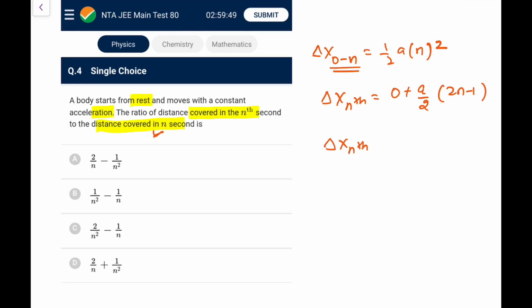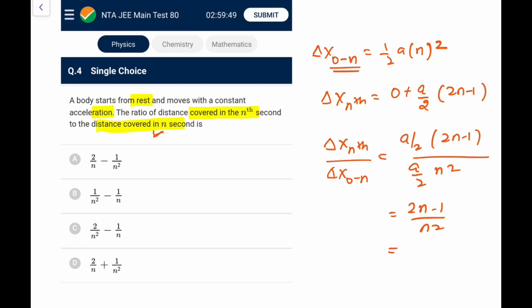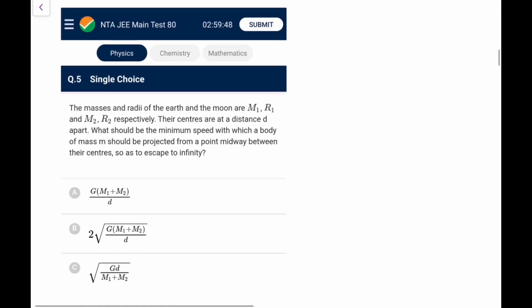So the required ratio, delta x nth to delta x from 0 to n seconds, would be equal to a by 2 into 2n minus 1, over a by 2 into n square. So that comes out as 2n minus 1 by n square. You can write it as 2 by n minus 1 upon n square. So again, option A is the right choice in this case.